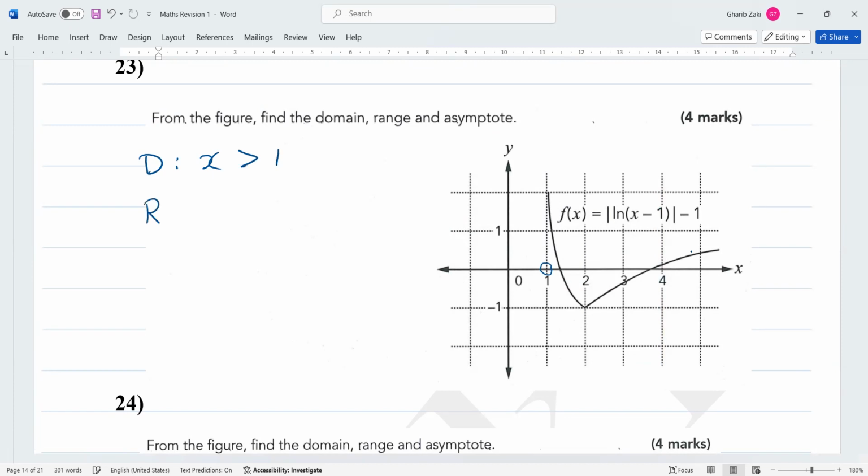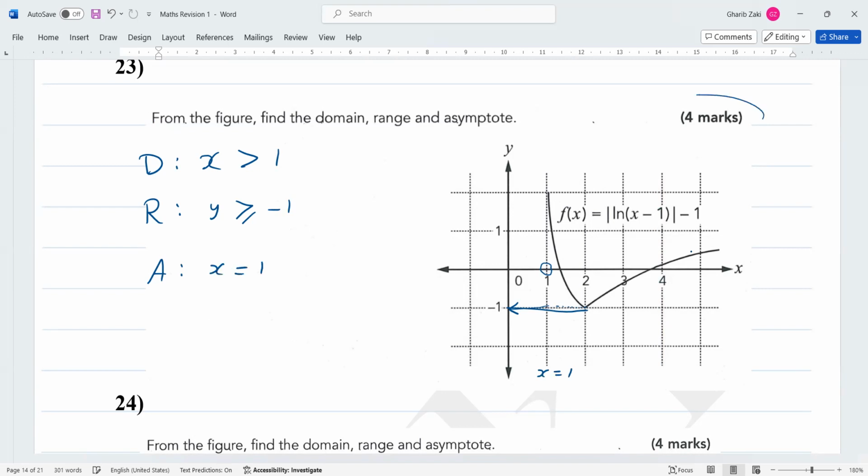What is the range? Oh, can you see? The range on y-axis. So -1 in the range. So the range is y greater than or equal to -1. What is the asymptote? The asymptote is that line, x equals 1.